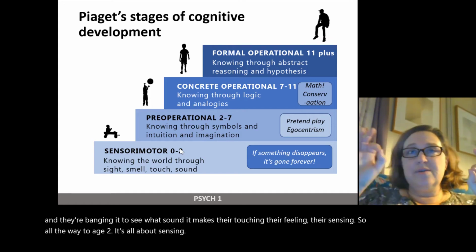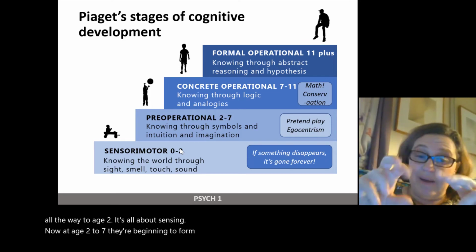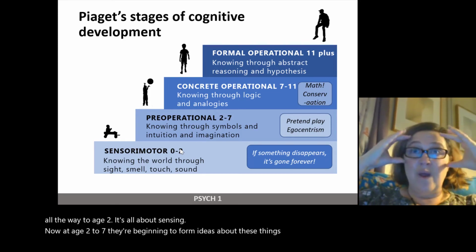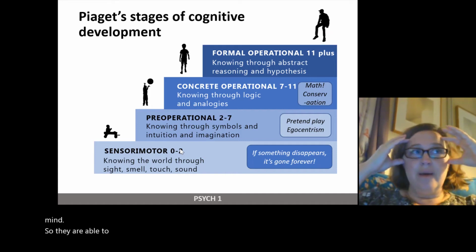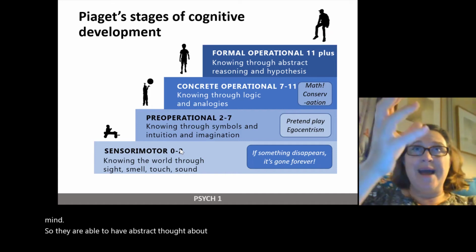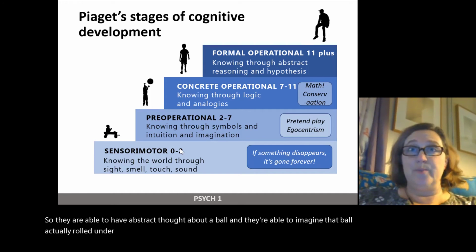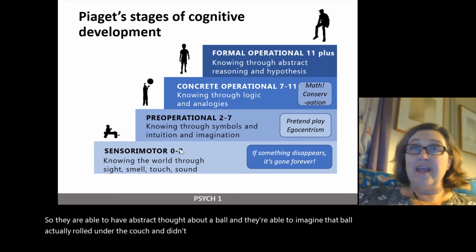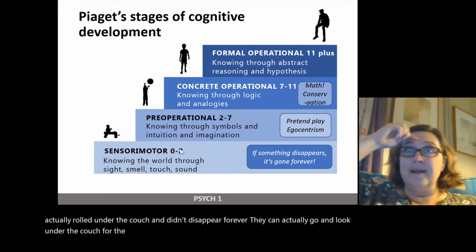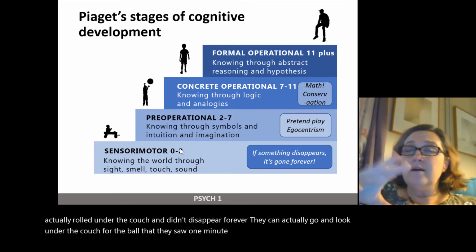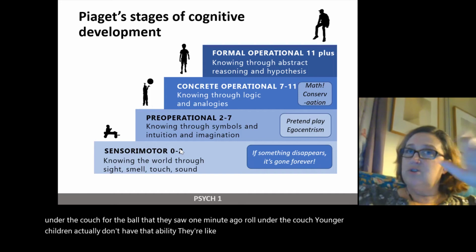Now, at age 2 to 7, they're beginning to form ideas about these things that they're sensing in their mind. So they're able to have abstract thought about a ball. And they're able to imagine that that ball actually rolled under the couch and didn't disappear forever. They can actually go and look under the couch for the ball that they saw 1 minute ago roll under the couch. Younger children actually don't have that ability. They're like, oh, gone. They're so busy sensing.